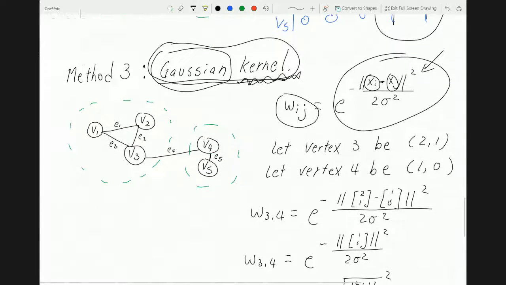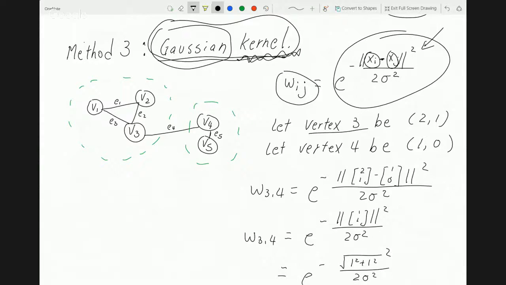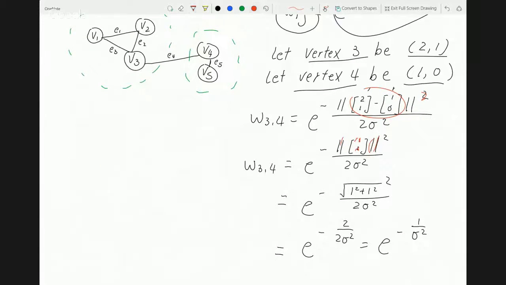I'll give you a quick example. Let's say vertex 3 is (2, 1), vertex 4 is (1, 0). So it'll be (2, 1) minus (1, 0), and then square of that. And if you do this out, you get (1, 1). And you do the magnitude, which becomes 1 squared plus 1 squared. You square that, which is 2. And finally, you get this.